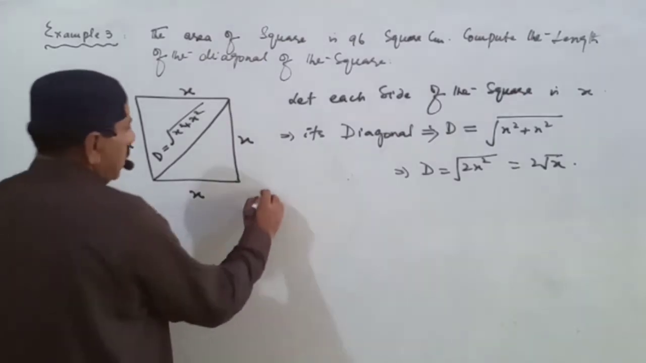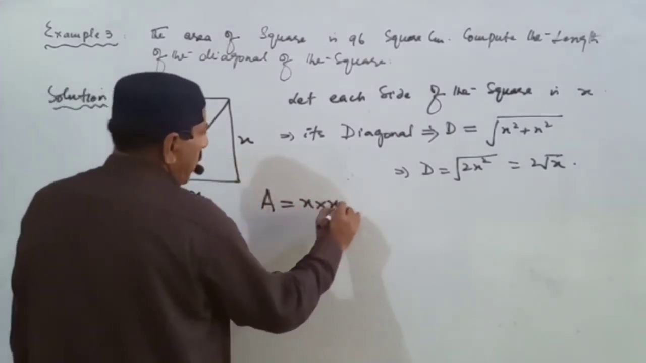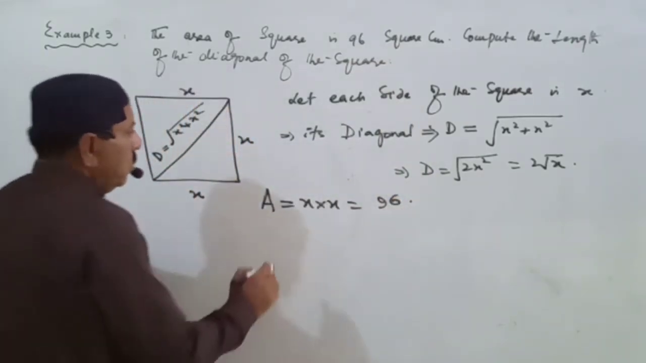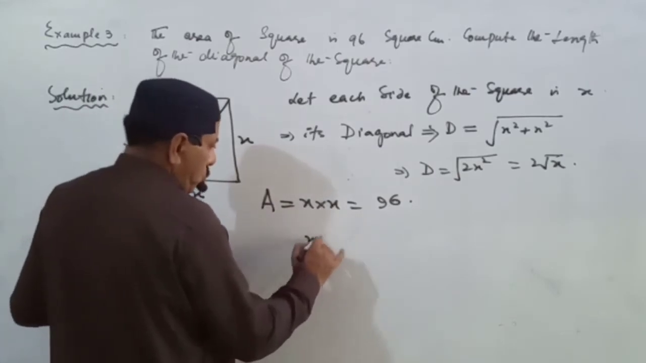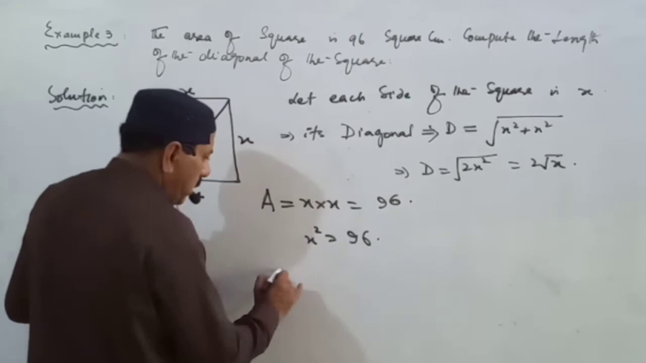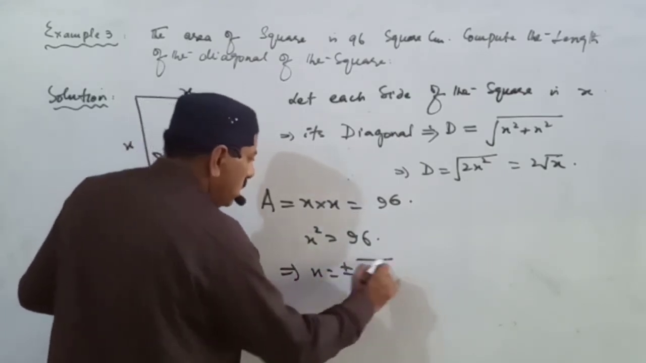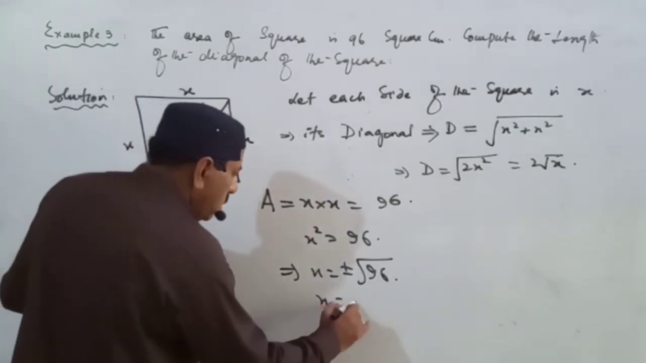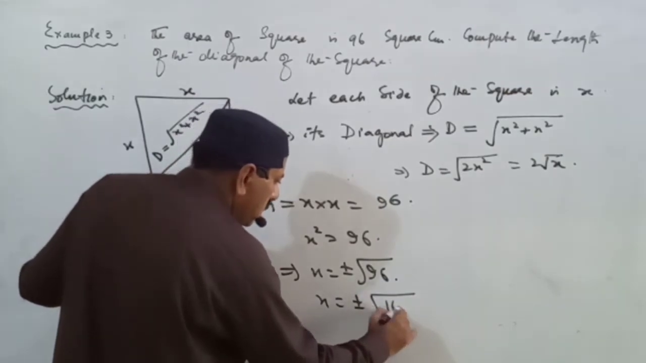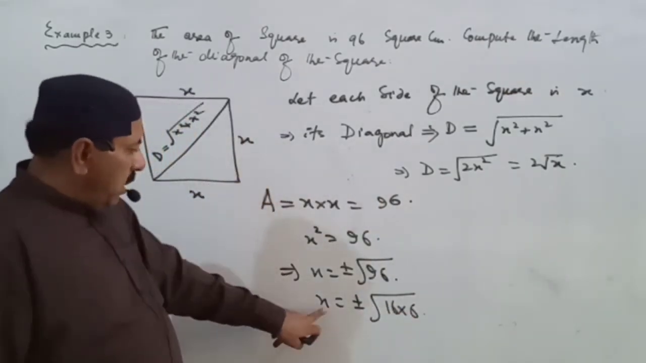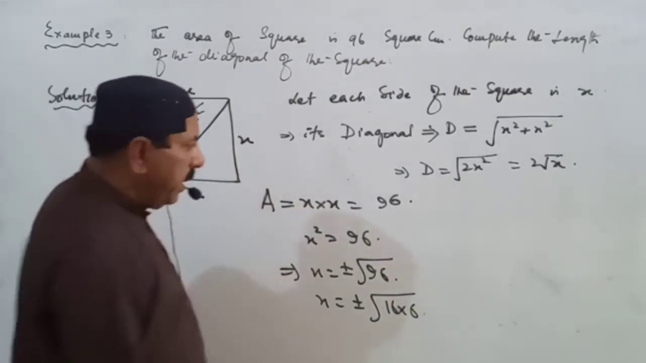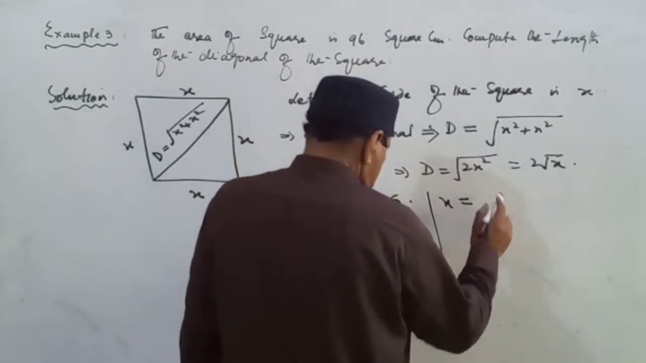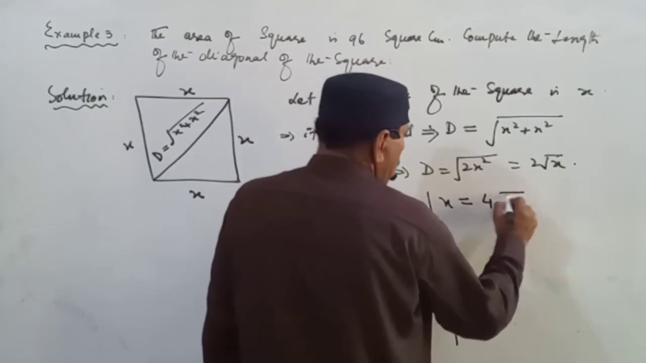Area A is equal to side into side, x into x, given as 96. So x square is equal to 96. It implies that x is equal to plus minus radical 96. So x is equal to plus minus radical 16 into 6. x is the length, it cannot be negative. So x is equal to 4 radical 6. Okay.